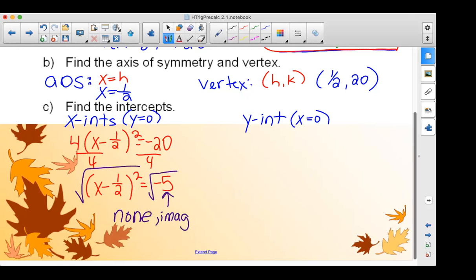They're imaginary. So if it's equal to a negative number, and I'm dividing by a positive number, there aren't going to be any x-intercepts.